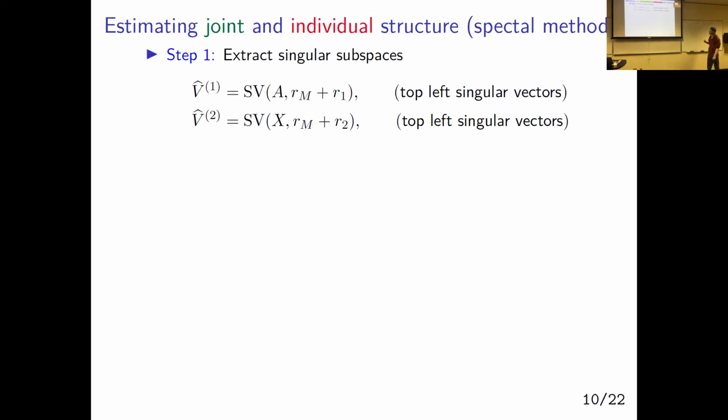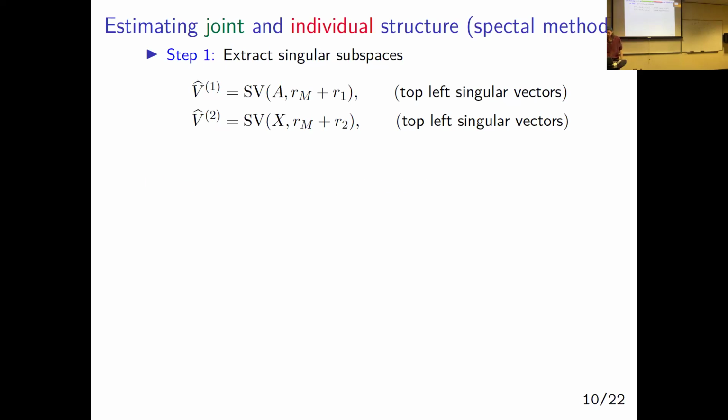So what we're going to do is introduce these new matrices, our estimates. Basically, they're going to be estimates for these. So the idea is that V1 hat is going to be approximately M R1, and then V2 hat is going to be approximately M R2, just pulling the top singular vectors from A and the top singular vectors from X. So that's the first step, extracting singular subspaces from our data. Does everybody understand the idea?